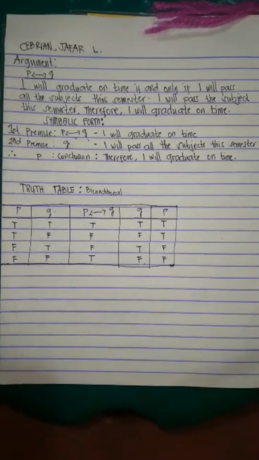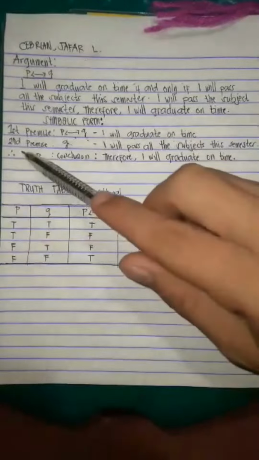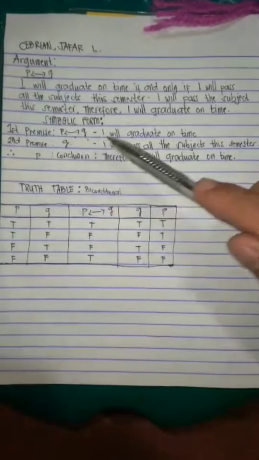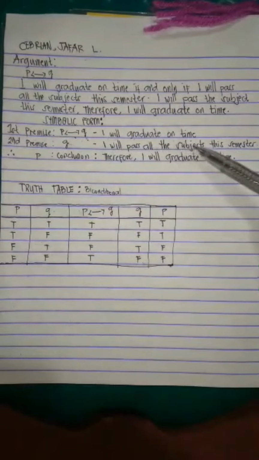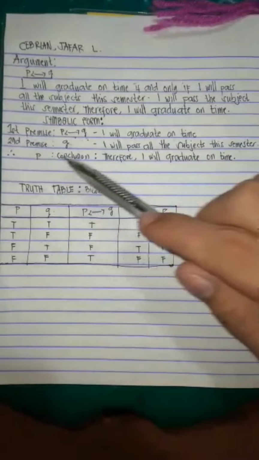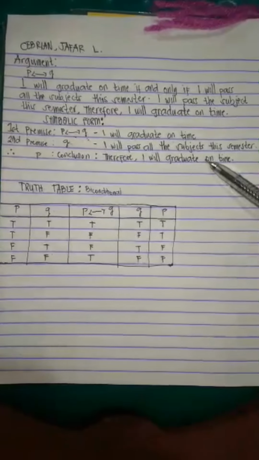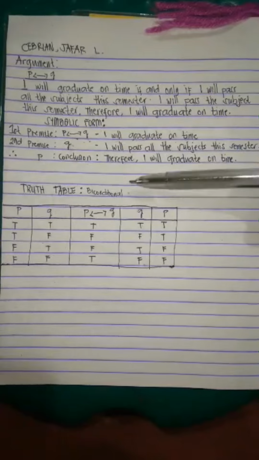So my symbolic form is p if and only if q, which is my first premise, states that I will graduate on time. And my second premise is q, which states that I will pass all the subjects this semester. So my conclusion is, therefore, I will graduate on time. So this is the truth table of the biconditional.